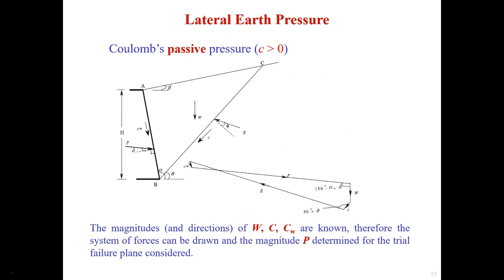The previous one was for the active case. For the passive case, we are able to repeat the same as the cohesionless case. This time, the magnitudes and directions of W, C, and CW are known. Again, we are able to draw the force diagram here. According to the failure planes, the failure thrust P could be determined because we know the direction of P and R, but we don't know the magnitude of P or R. Through the trial analysis, we are able to get the value of P. So that's for your reference for the passive and active pressure calculation.